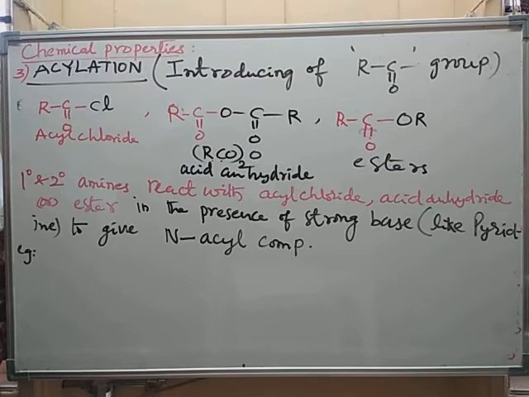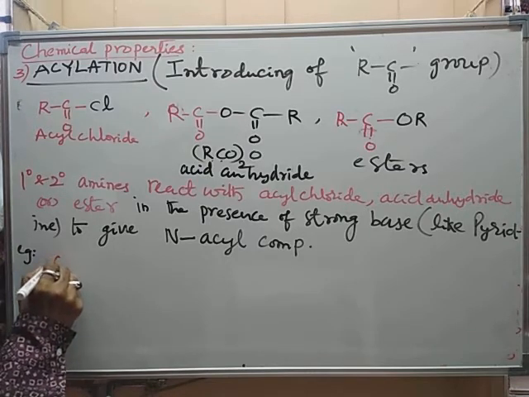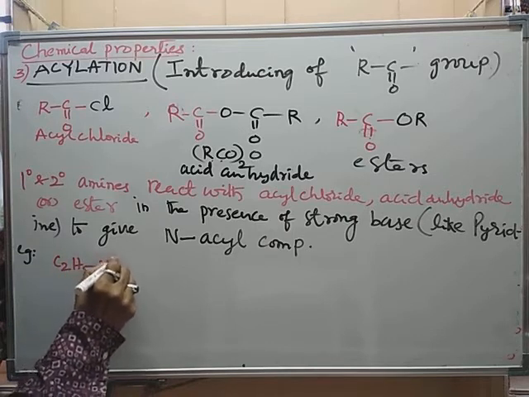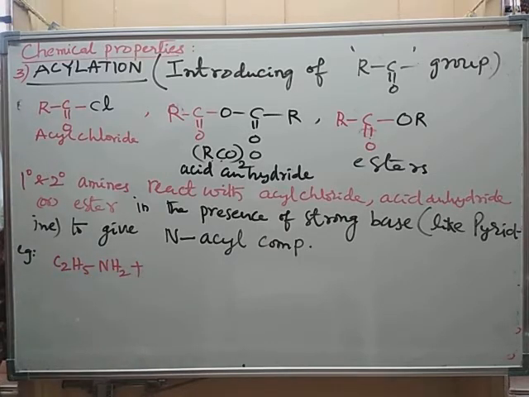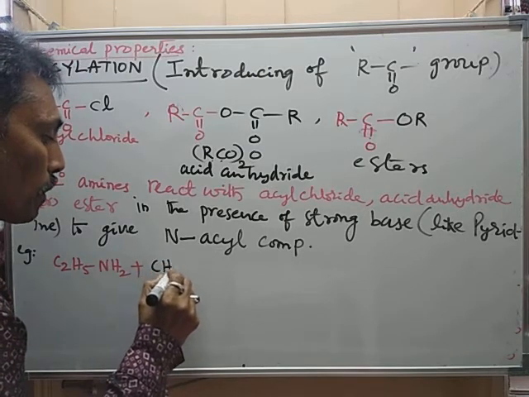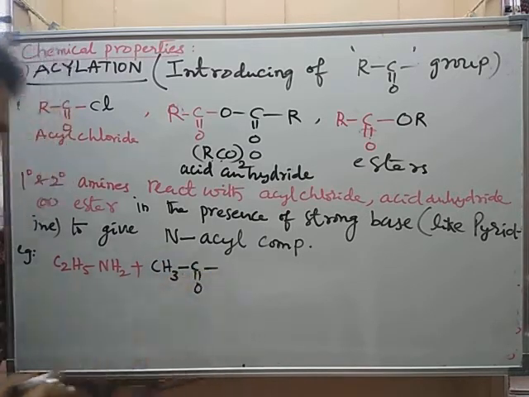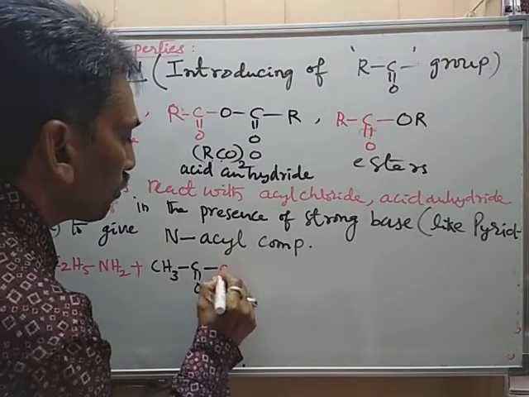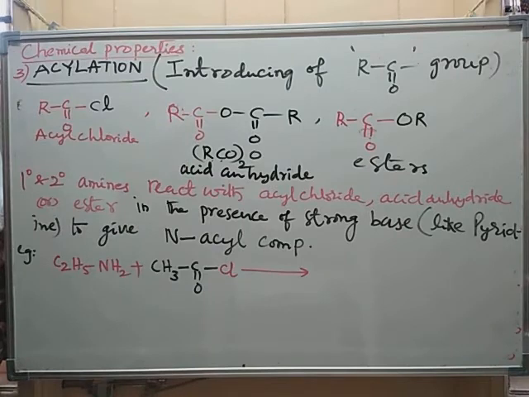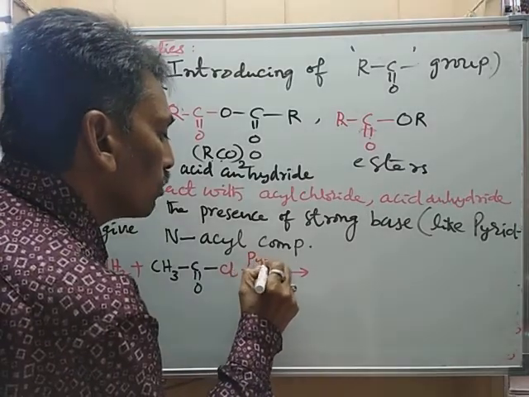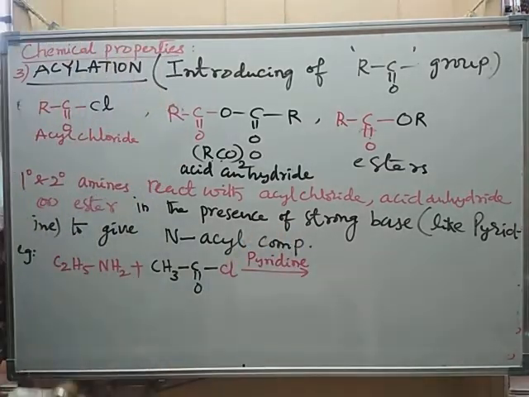The equations we are going to take: C2H5NH2 plus CH3C double bond O Cl. What is required? A base is required. Ethylamine is already a base; amines are bases. If you take a weak base, there is no use at all. That's why a base stronger than the participating amine is needed, and therefore that is pyridine. In your book only a base is given, but it is pyridine.